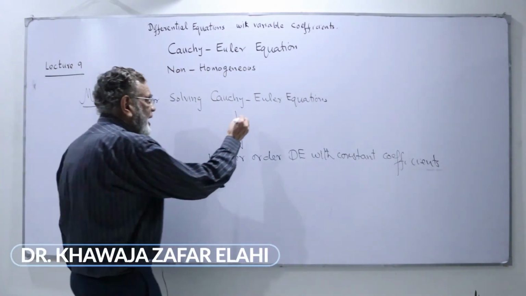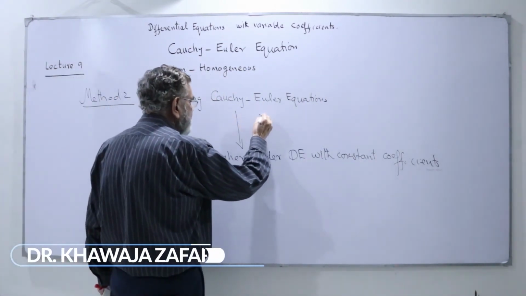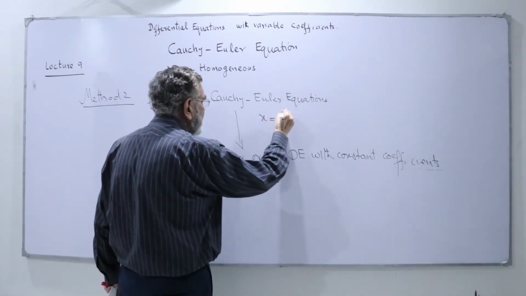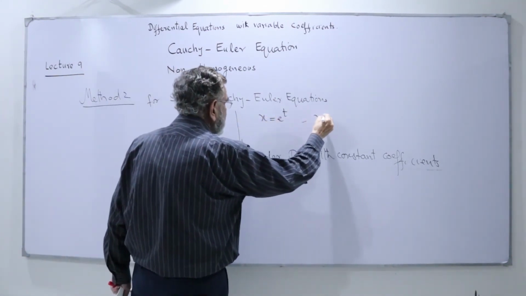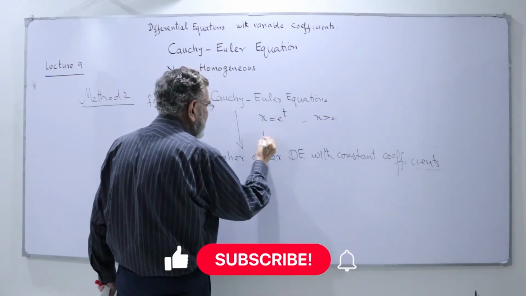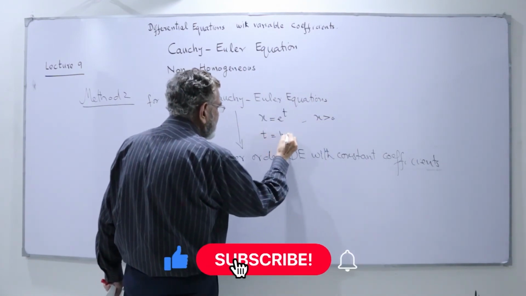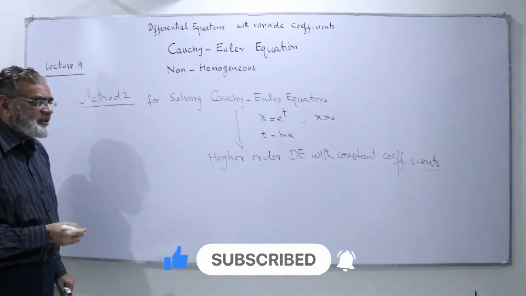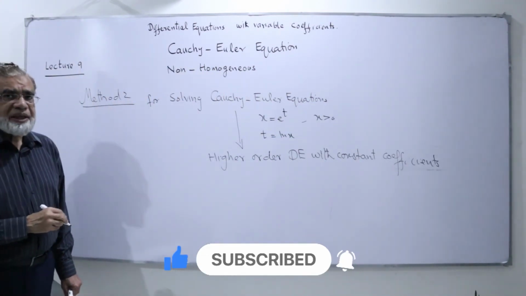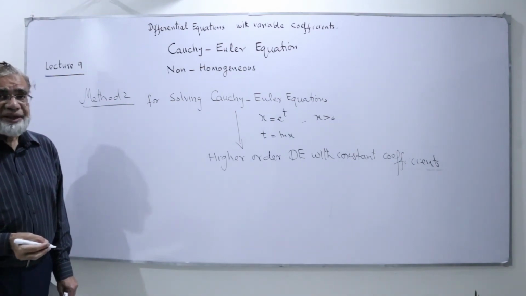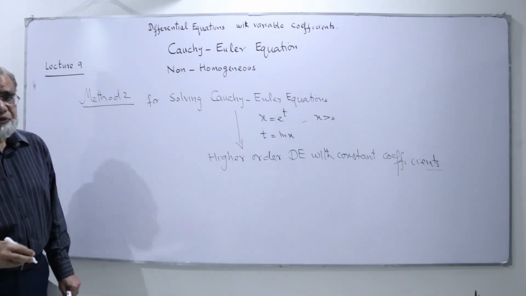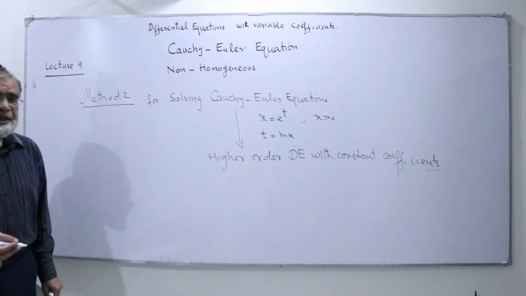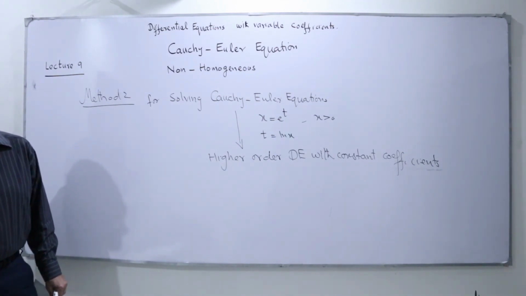coefficient. We are having the substitution x equal to e to power t, where x is bigger than 0. We take ln of both the sides, we get t is equal to ln of x. Then in our equation, we take the first, second, and third derivative in terms of the new variable t. That becomes the constant coefficient. And then it's very easy, as we have discussed before, with the constant coefficient, we apply the substitution e to power mt and we can solve it.